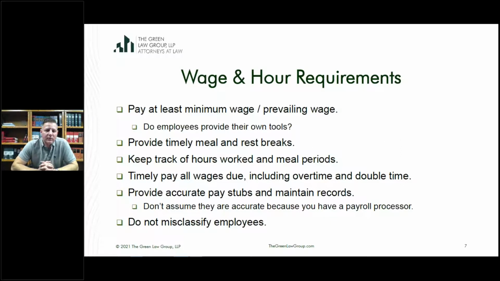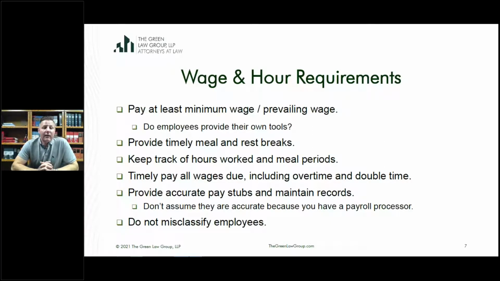Another thing that comes up fairly often and trips up contractors is whether or not they require their employees to use tools. And the reason this is important is California requires that any employee that's required to use their own tools must be paid double minimum wage. So if you're paying your employee the minimum wage, but you're also requiring them to use their own tools, the end result is you're not paying them the minimum wage and you're opening yourself up to liability.